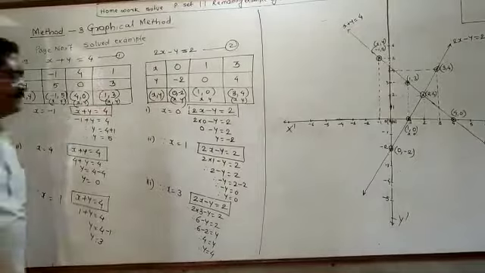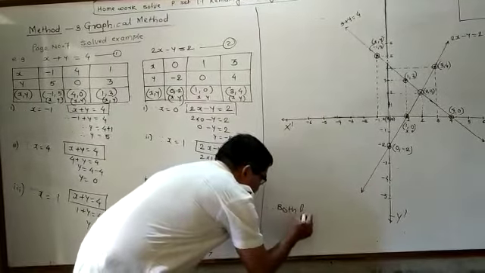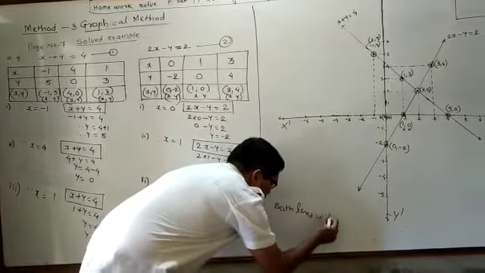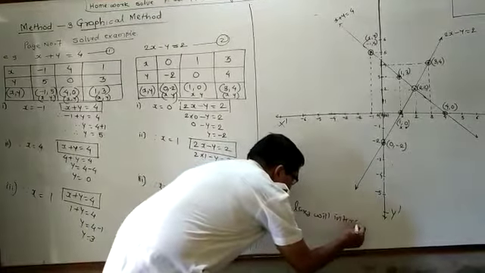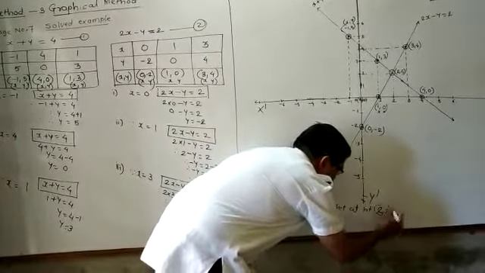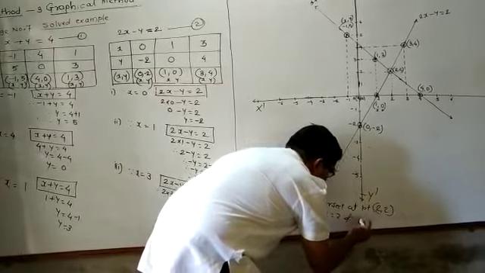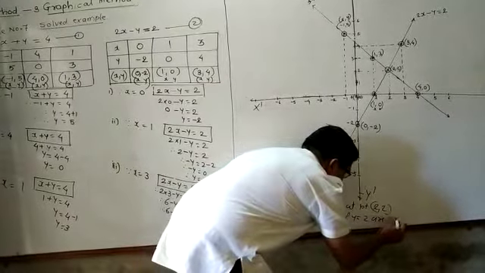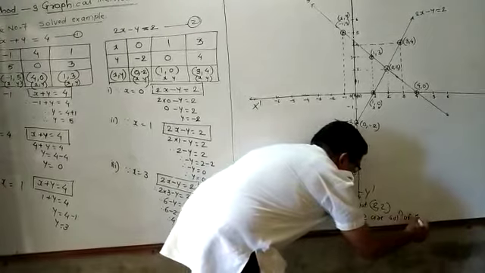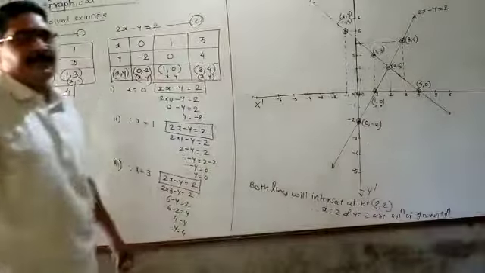And downside you have to write, therefore, both the lines will intersect at point 2, 2. Therefore x is equal to 2 and y is equal to 2 are the solution of the given equations. Everybody understand?